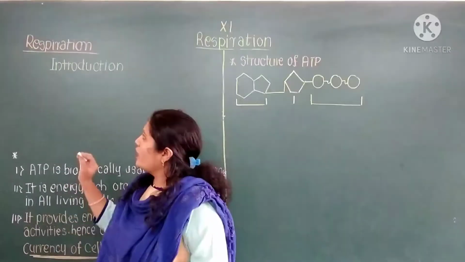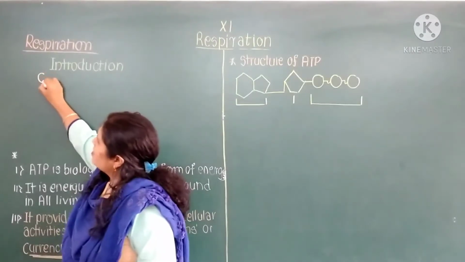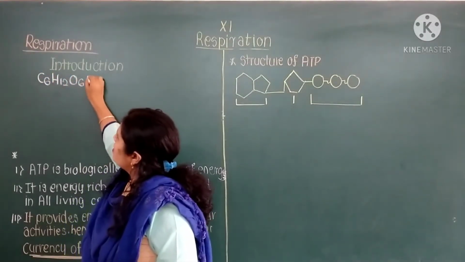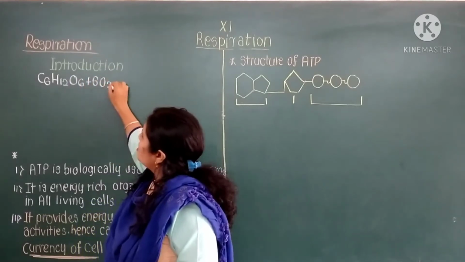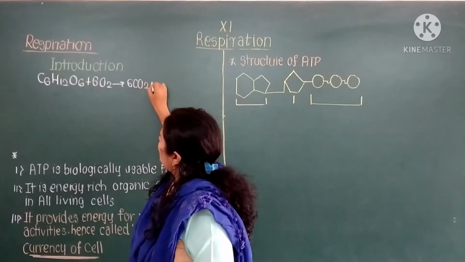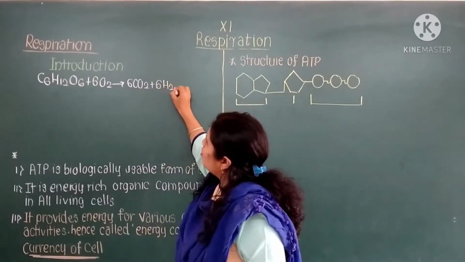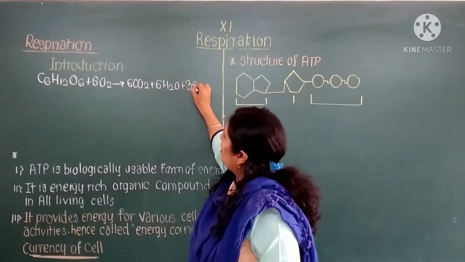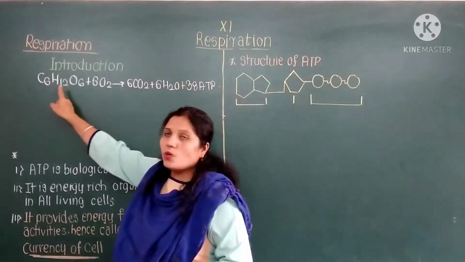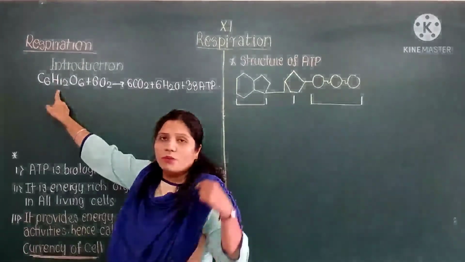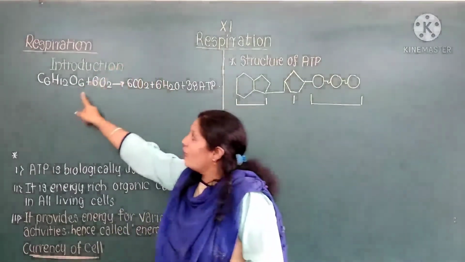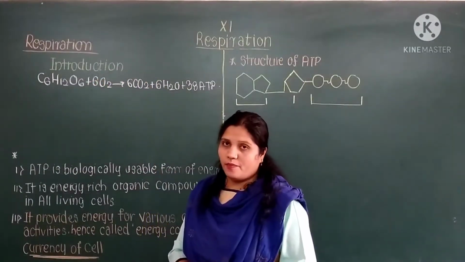If you know the equation of respiration, that is C6H12O6 plus 6O2, which gives 6CO2 plus 6H2O plus 38 ATP. This glucose, a complex food material, is broken down into the simple form, and by that process only that energy is released.